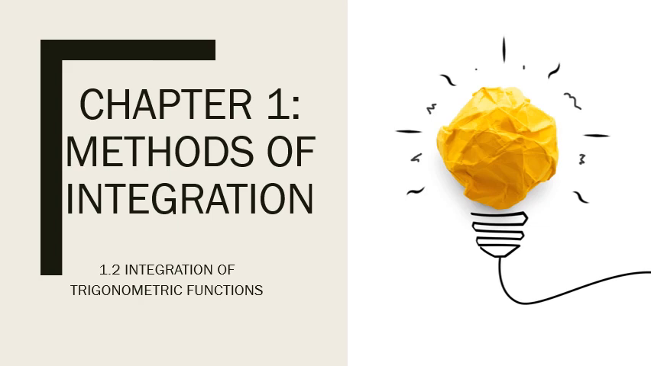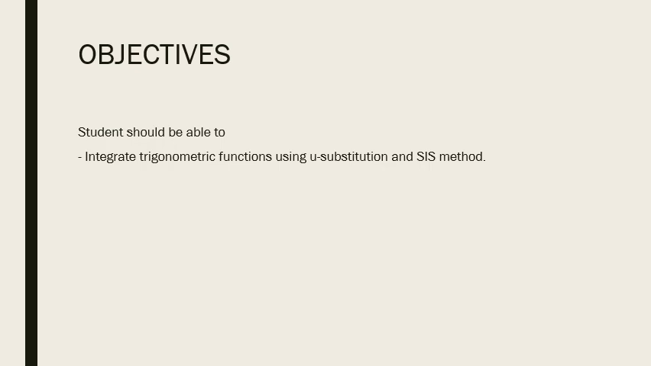So today we continue our lesson in chapter 1. We look at integration of trigonometric functions. The objective today is that students should be able to integrate trigonometric functions using the substitution and SIS method. What is the SIS method? Actually, the SIS method is a substitution method. We use identity, so you have to know the identity that we have to use.